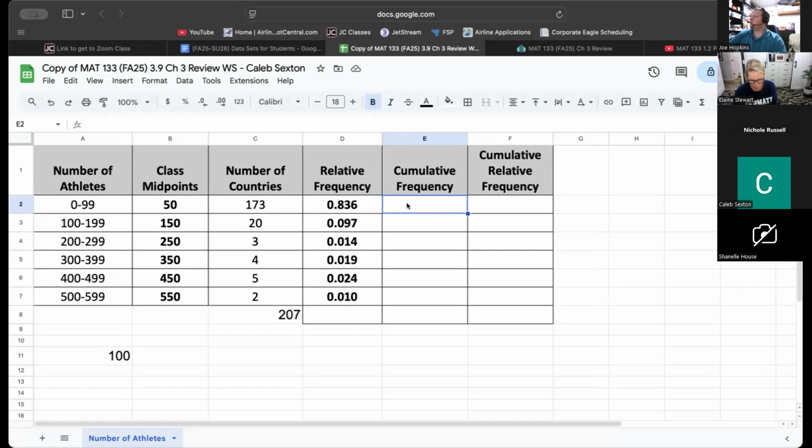Cumulative frequency is a two-step process. The first one is easy. For the first one, you just copy cell C2, 153. And then next we can do a formula for cell E3 for all the rest.